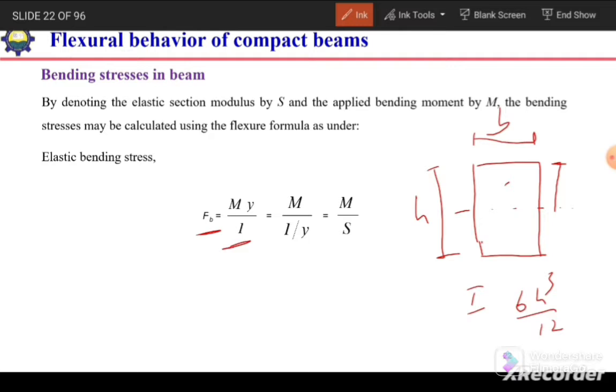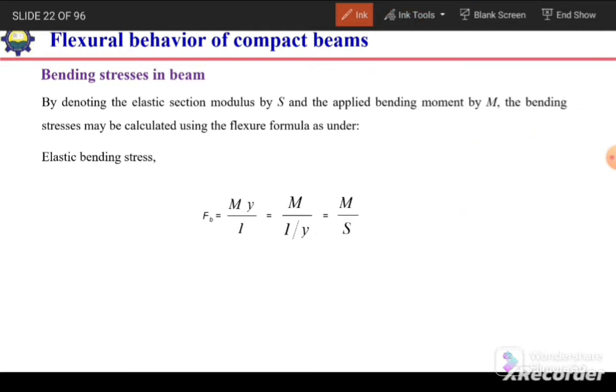And if we rearrange this equation and bring this y in the denominator, it will become M divided by I over y, and we can write this term I over y as S, which is the section modulus. So the stress will become M over S, applied bending moment divided by section modulus.